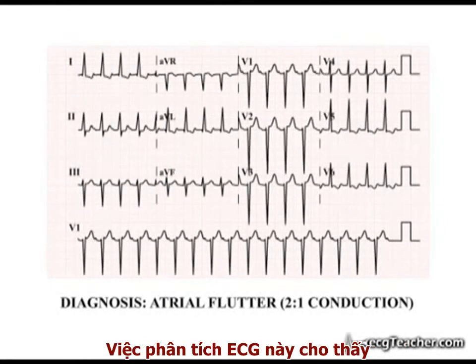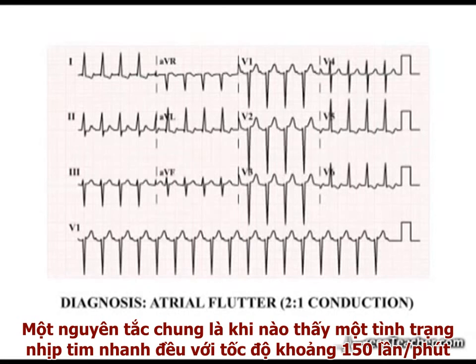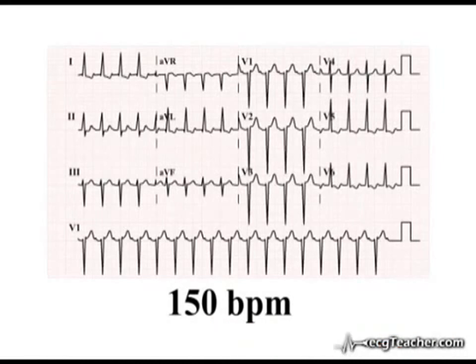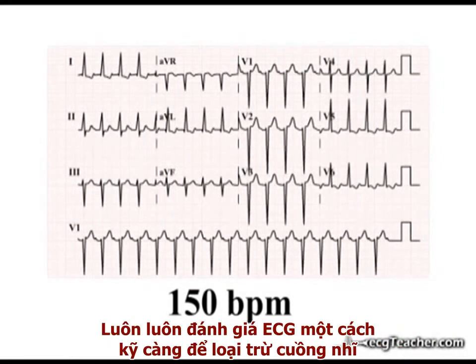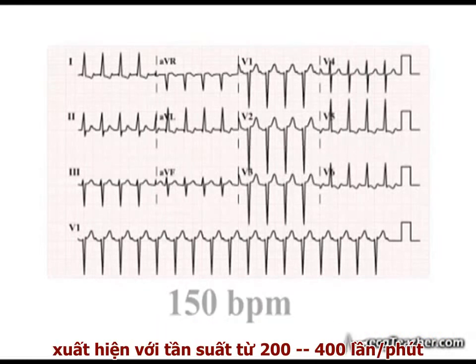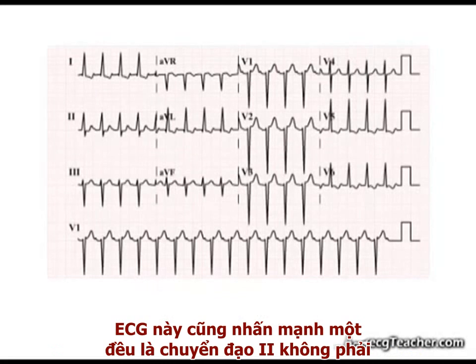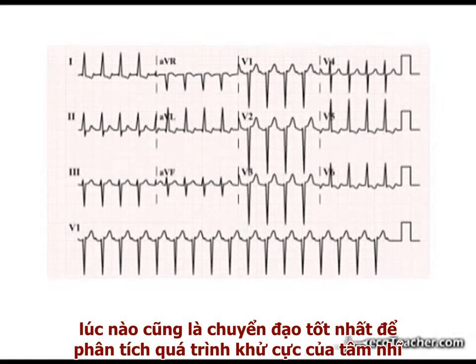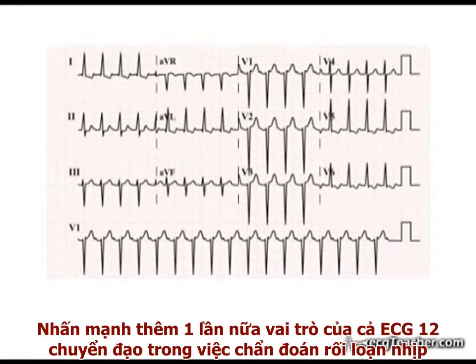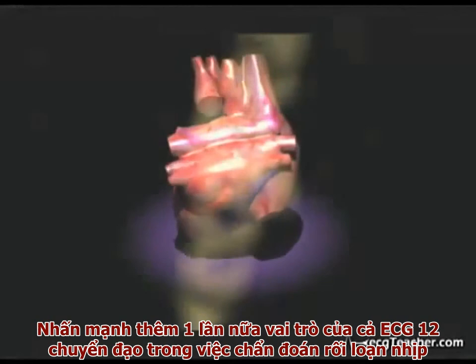Analysis of this ECG shows how easily one can miss this diagnosis. As a general principle, when faced with a regular tachycardia demonstrating a rate of or close to 150 beats per minute, always examine the ECG closely for flutter waves or any evidence of atrial depolarization occurring at a rate in the region of 200 to 400 times per minute. This ECG also emphasizes the fact that lead 2 is not always the best place to analyze atrial depolarization, highlighting again the value of a full 12 lead ECG in the diagnosis of arrhythmias.